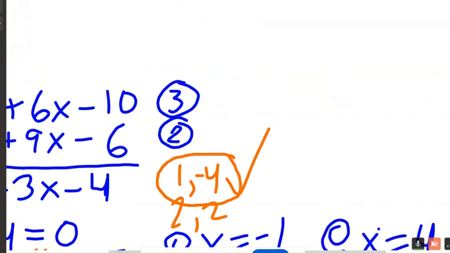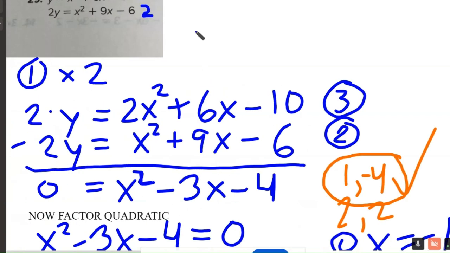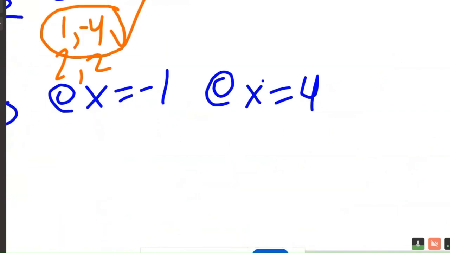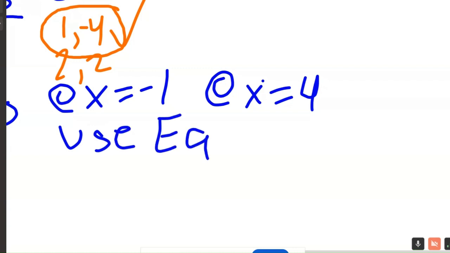What equations were there again? Well, we had equation 1, equation 2, and equation 3 here, which we solved as an equivalent equation. Let's go ahead and just use equation number 1, and we'll plug in our respective x values into that to solve for the y that corresponds with it.